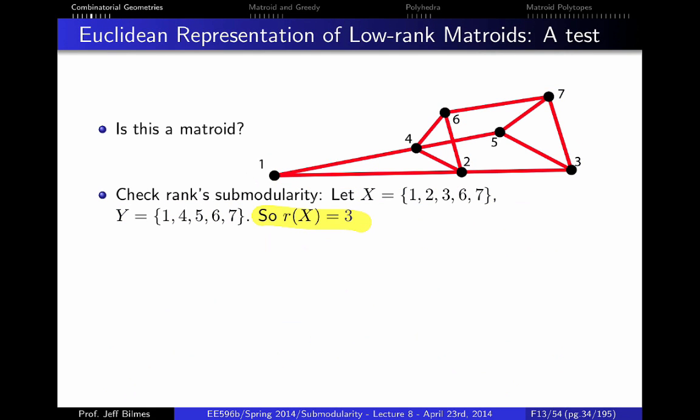And then say the rank of y. What is y? 1, 4, 5, 6, 7. So that's another flag. Do you see how it's a flag shape? Actually, that's a real term that people use in projective geometry. So it's a flag. What's the rank of that flag?